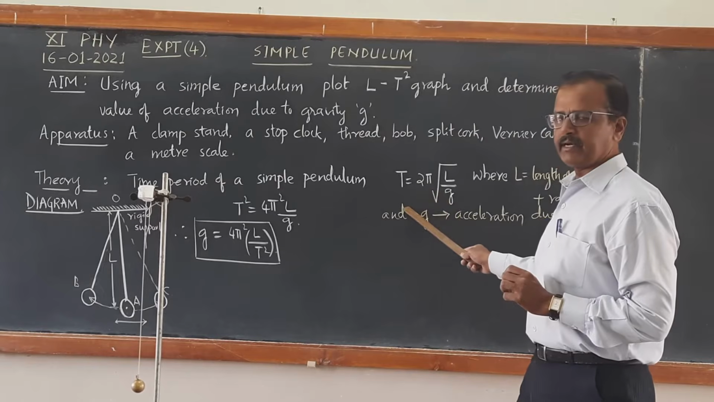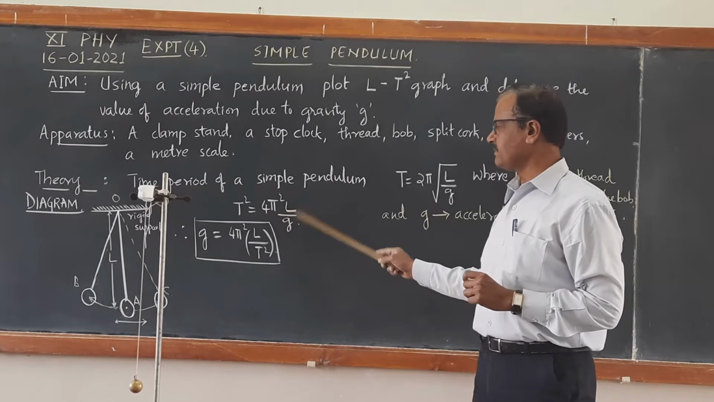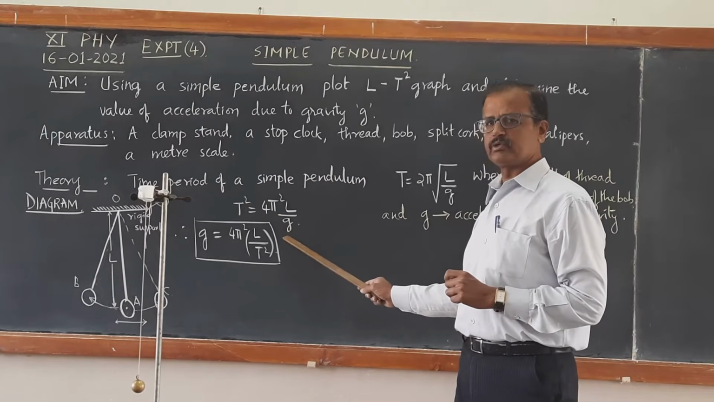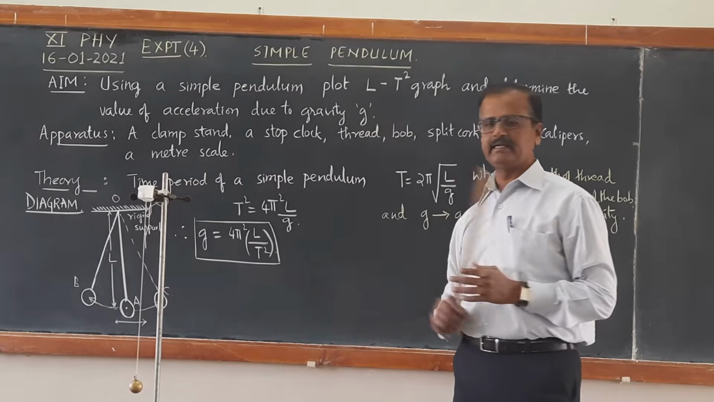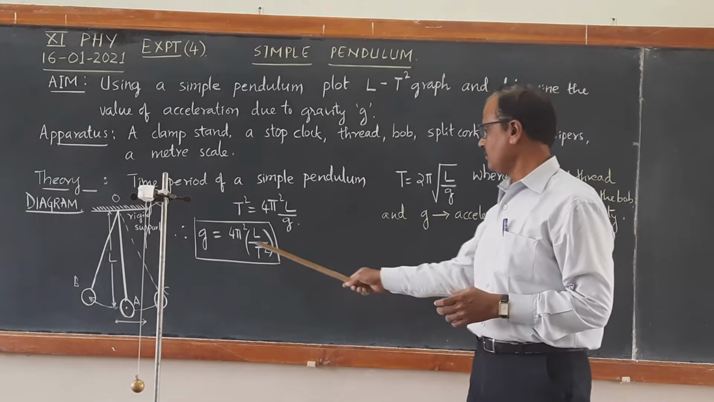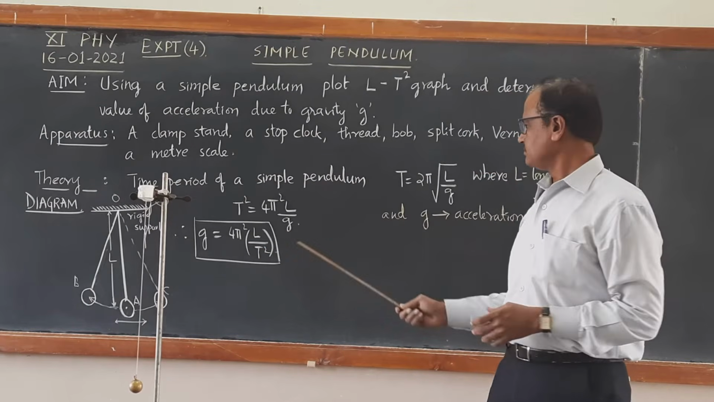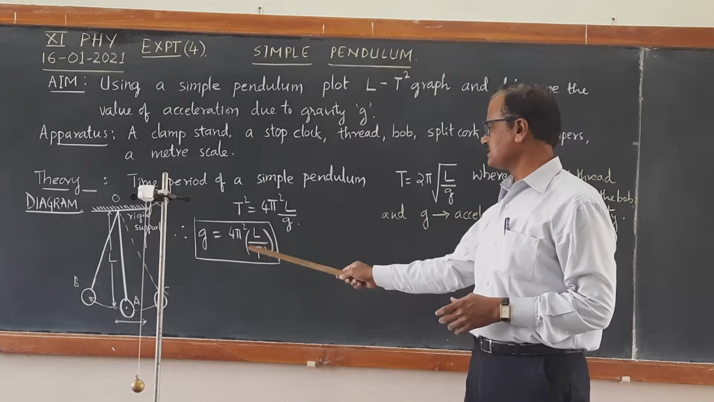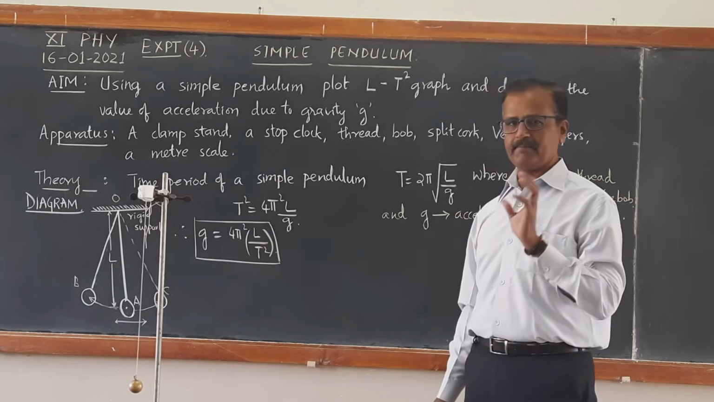When you square it on both sides, we get T square is equal to 4 pi square L by G. We want to find out the acceleration due to gravity. So G is equal to 4 pi square L by T square, right? By proper arrangement, we get this equation. Using this, we substitute the value of length of the oscillating pendulum and time period.